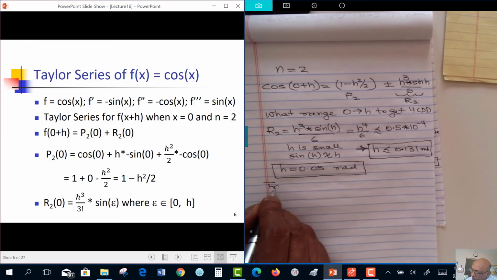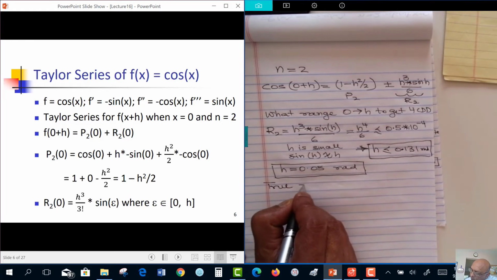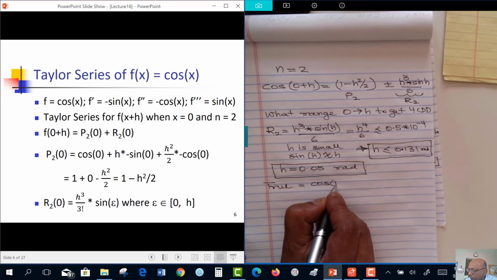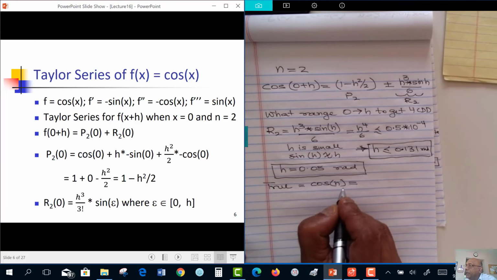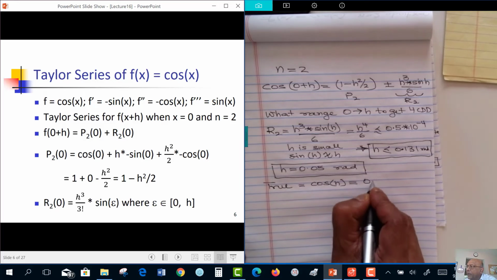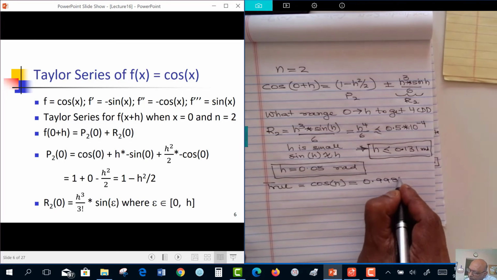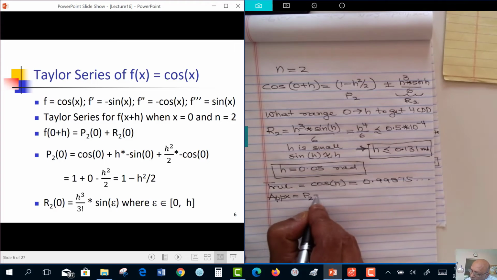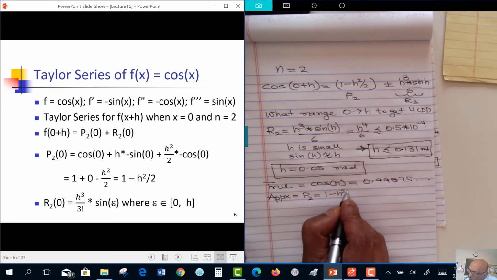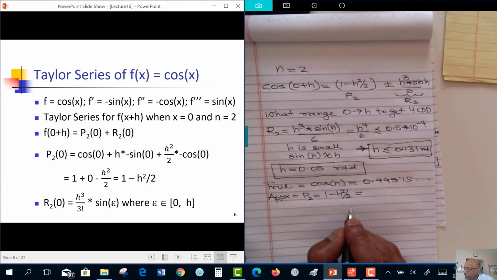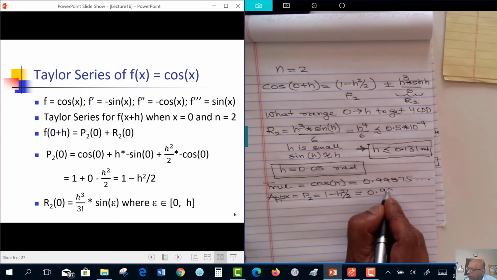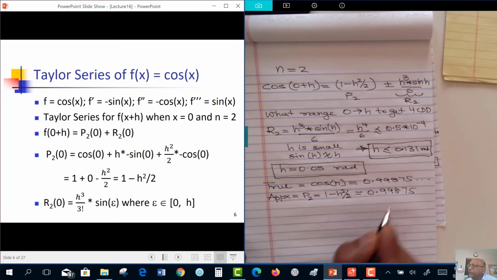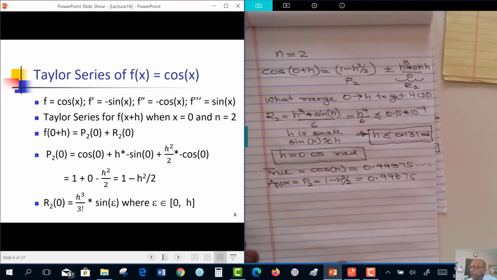So our true value is cosine of h, 0.05 radians, and we will get 0.99875 on and on. Let's see our approximation, which is P2, which is 1 minus h square over 2. So we substitute it, I get 0.99875. Okay, so I match the first 5 decimal digits.